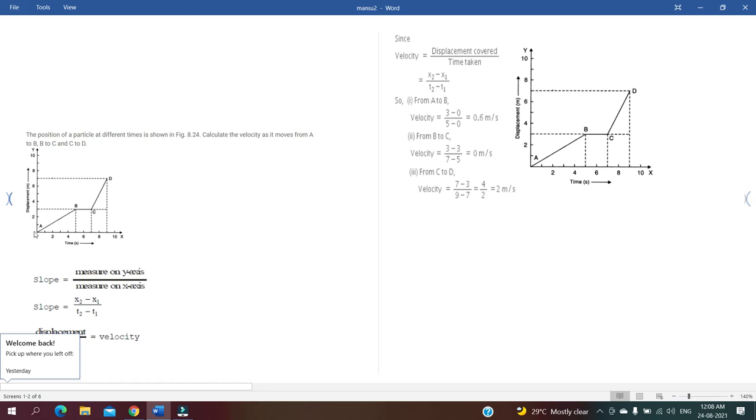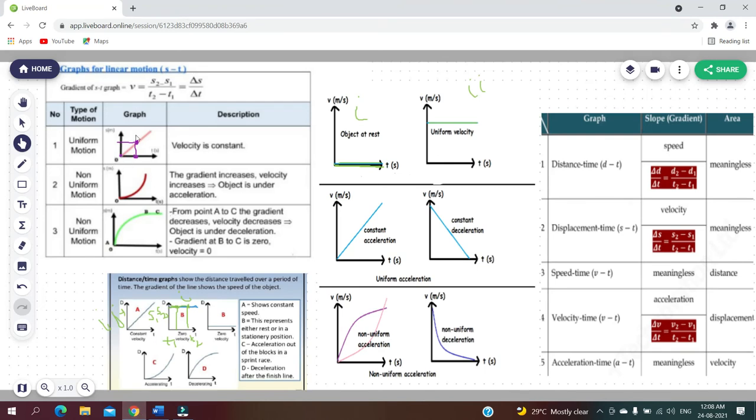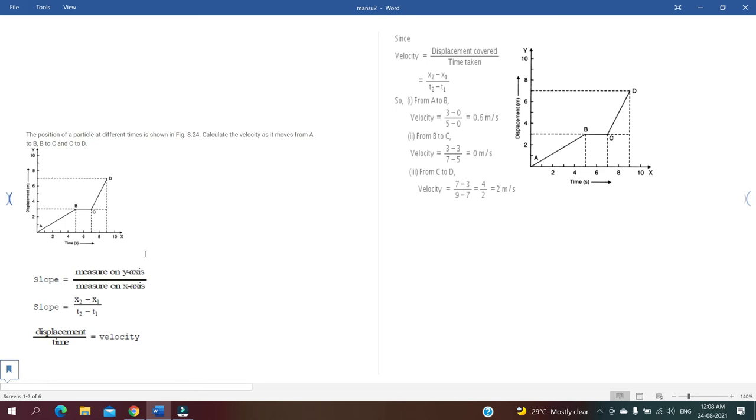So when it is moving from a to b, we can say that it is moving with uniform velocity. Straight line, velocity is constant. It has some velocity, but that velocity is constant because it is covering equal distances in equal intervals of time. Its distance changes by an equal amount in equal intervals of time.